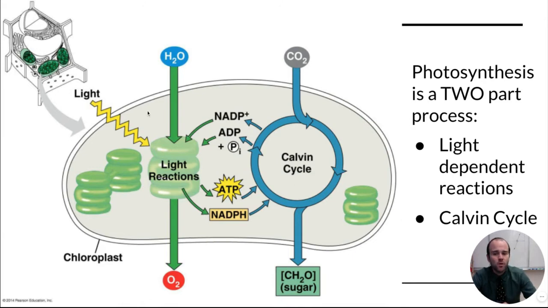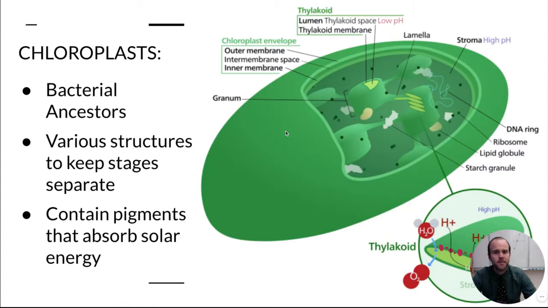So let's explore in the chloroplast a little bit where this is going to be taking place. Just like mitochondria, chloroplasts were originally bacteria that were swallowed by the ancestors of plants, and instead of being eaten, they said, wow, these guys make energy really efficiently, or they make sugar really efficiently. Instead of destroying them, I'm going to protect them. And there are various structures inside to keep those stages separate.